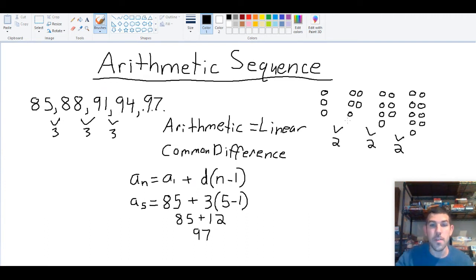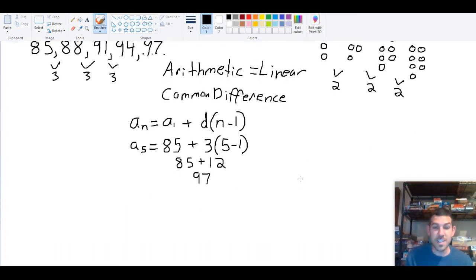What if we want to go further? All right, I don't want to know the 5th term. I do want to know the 20th term. So the question could say, what is the 20th term? And I'm not going to sit here and count by threes, 100, 103. I'm just going to jump right to the end using my new formula. So this time, let's say the 20th term. We'll say A20 equals the first term. Well, the first term is still 85, still the first number of the sequence, plus the common difference, which is still 3.